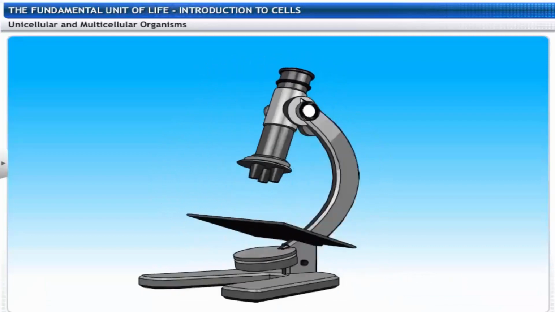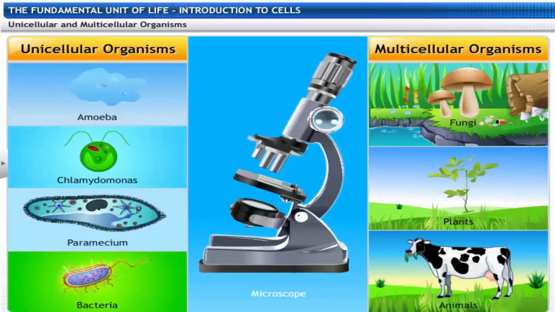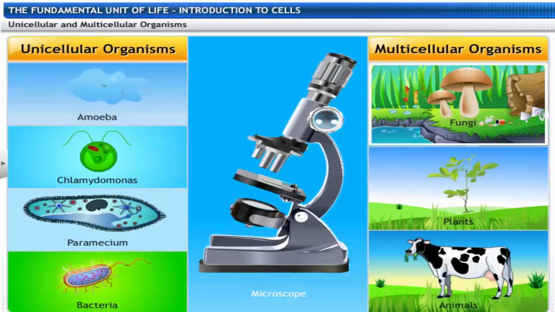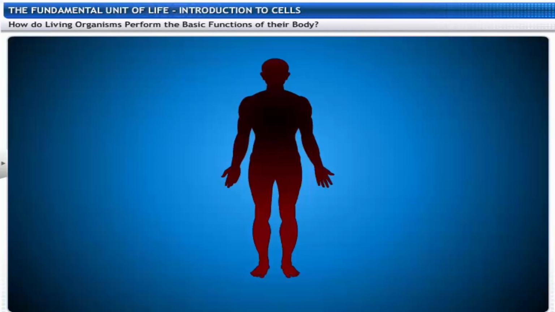The development of the microscope led to the discovery of single and multiple-celled organisms. Organisms like amoeba, chlamydomonas, paramecium, and bacteria have single cells, which constitute the whole organism. These organisms are called unicellular organisms. On the other hand, in organisms like fungi, plants and animals, multiple cells group together to form tissues. These organisms are called multicellular organisms. Do you know how living organisms perform the basic functions of their body?